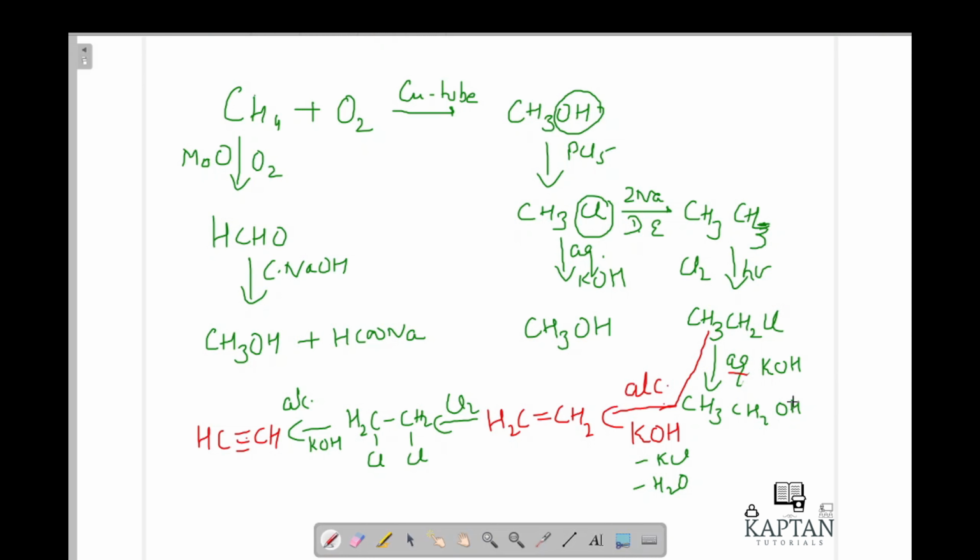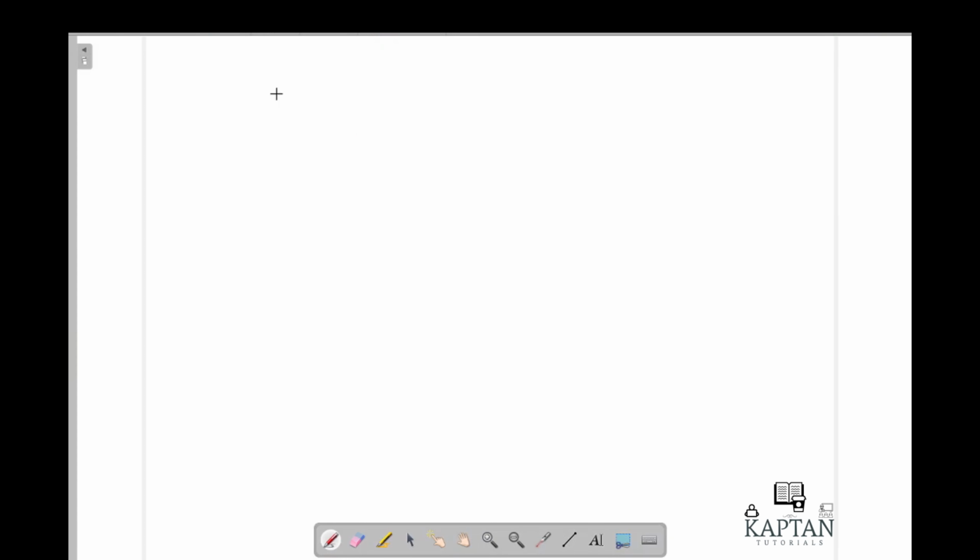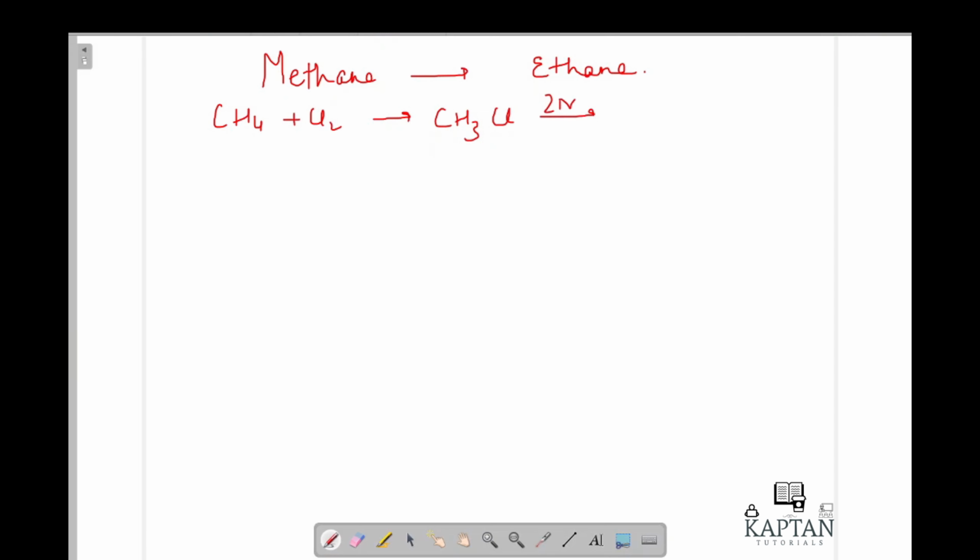Okay. Now I will give you one question. We will do the questions here. Now, what is the question? Again, the example: convert methane into ethane. How are we going to carry out the reaction? Very simple reaction. CH4 plus Cl2 gives you CH3Cl, then you add 2Na in dry ether, and you will get CH3CH3.